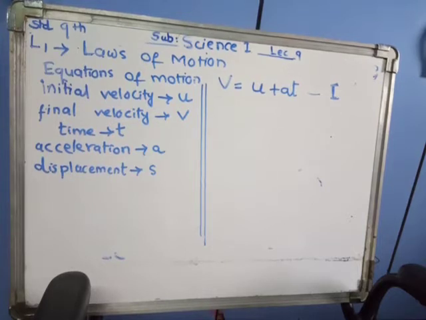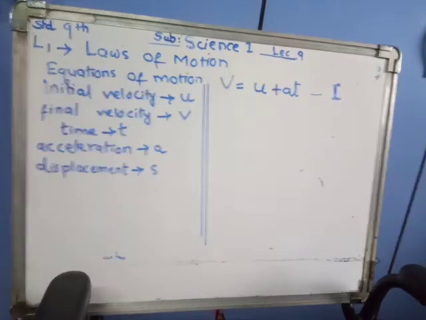There are three equations of motion. Newton studied motion of an object and gave a set of three equations of motion. These relate the displacement, velocity, acceleration and time of an object moving along a straight line.